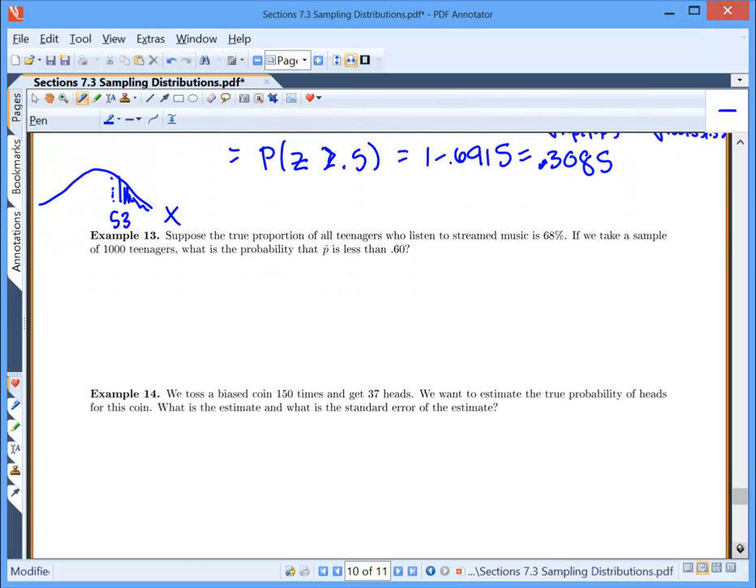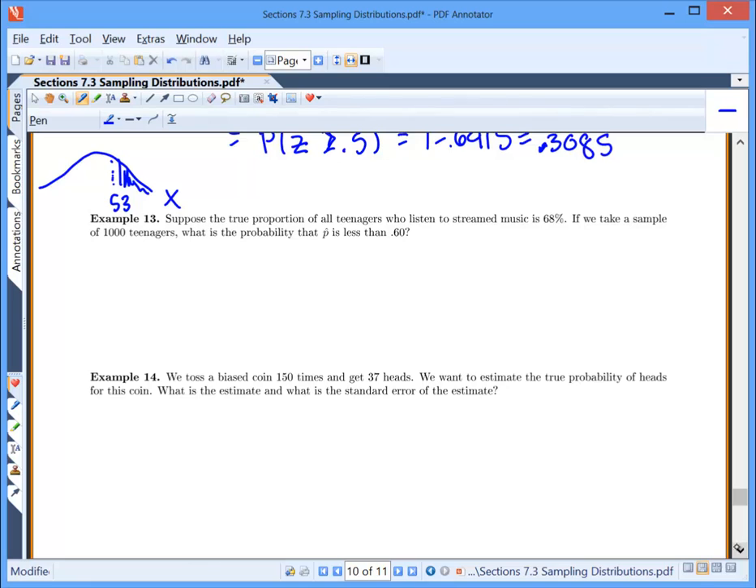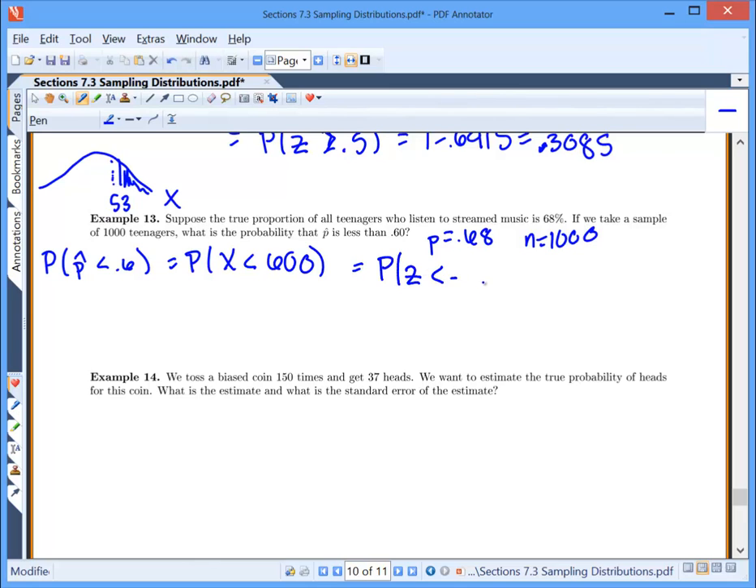So we skipped 13 because I felt like we've had enough practice, but if you want to check your work, just a few things quickly. P equals 0.68, n equals 1000. We're looking for the probability that p hat is less than 0.6, the probability that x is less than 600. So I'm skipping the work so you can check your results. The probability that z is less than negative 5.34, which is approximately 0.